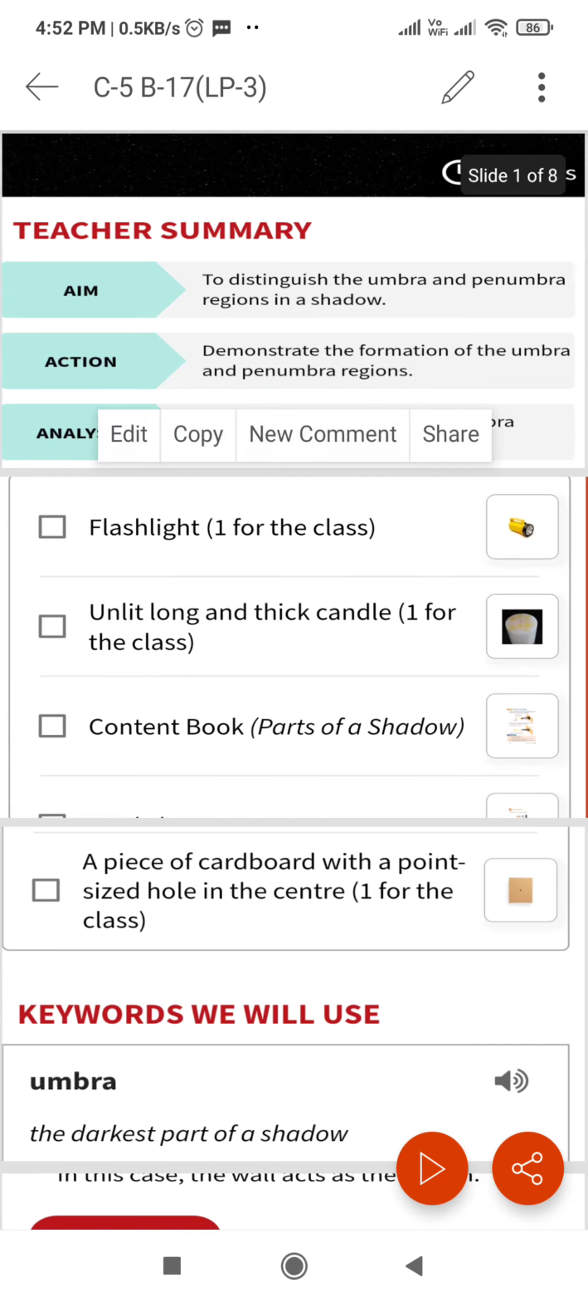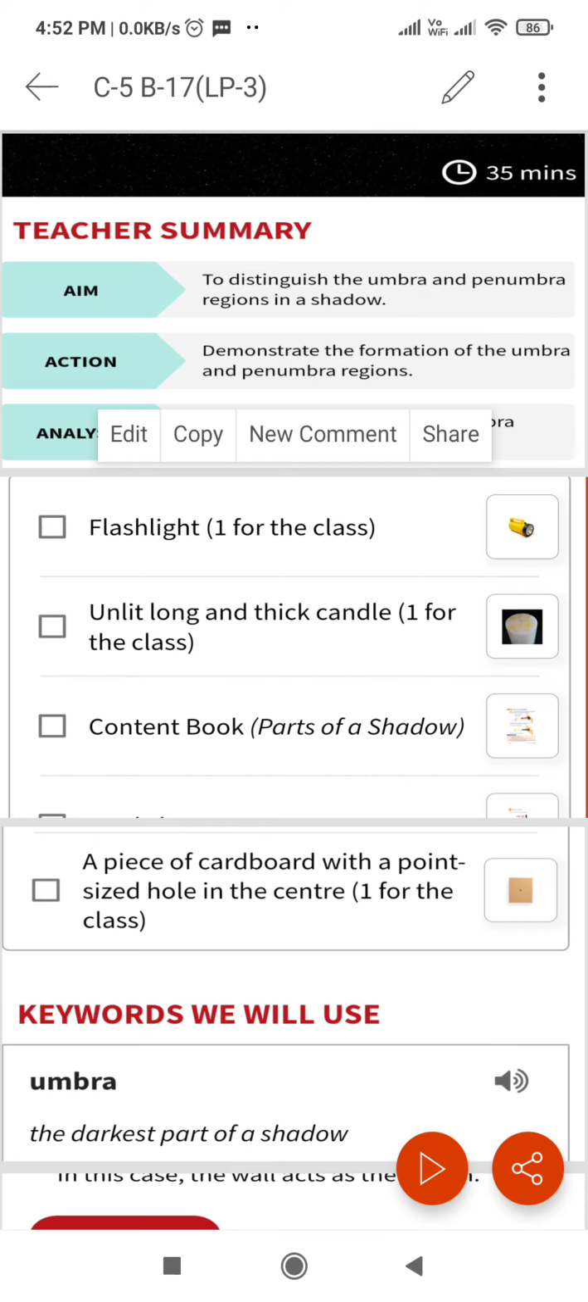The resources that we need: a flashlight, an unlit long and thick candle, and a piece of cardboard with a point size hole in its center.